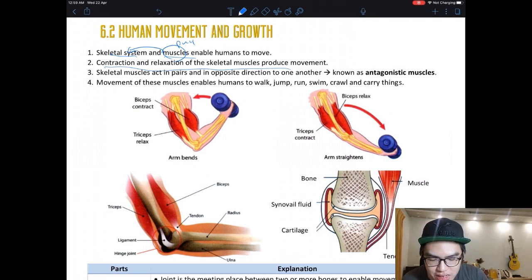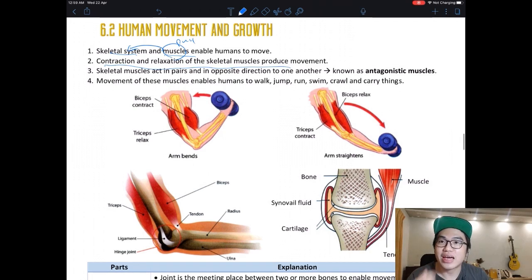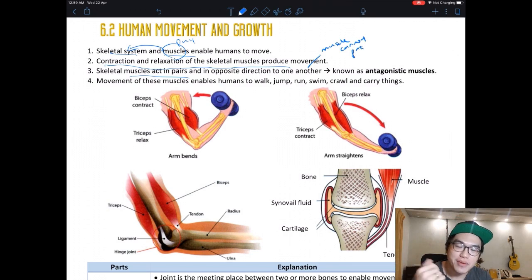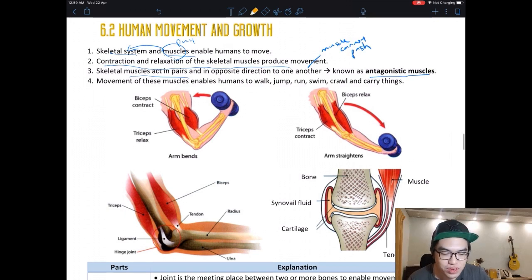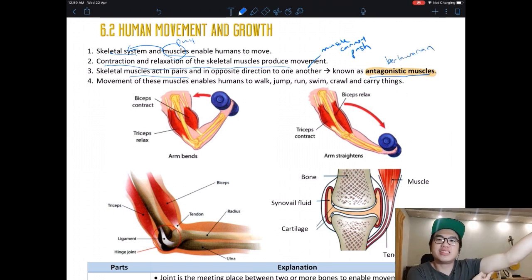Skeletal muscle acts in pairs. Like I said just now, muscle cannot push, so they can only pull, that's why you need a pair. This pair, we call it antagonistic muscles. Please highlight this word. Very, very important. Antagonistic means berlawanan, 相反, which means this and this, they are opposing.